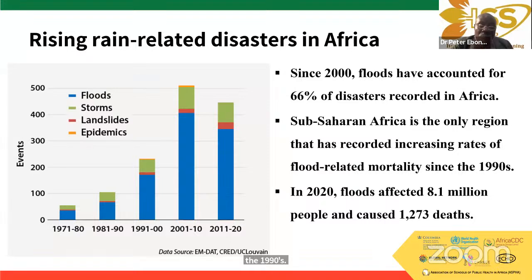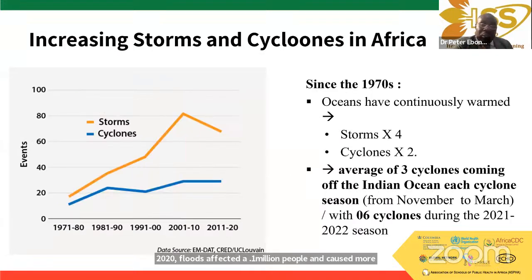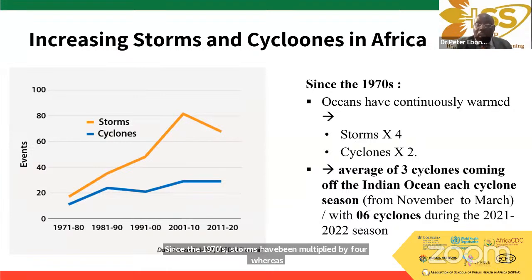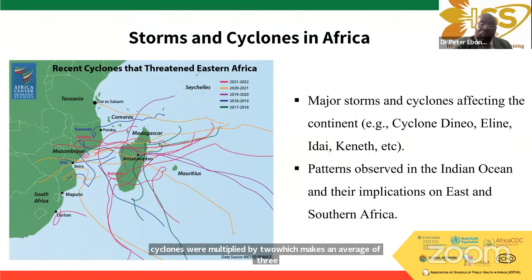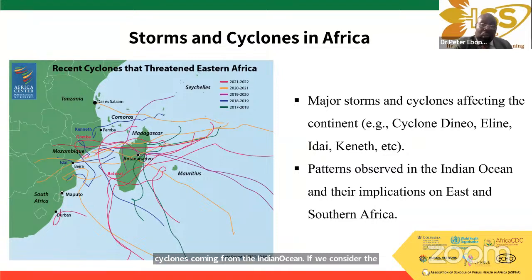So these floods mostly come from storms and cyclones. Since the 70s, we have noticed that the storms have been multiplied by 4, while the cyclones were multiplied by 2, which makes an average of 3 cyclones coming from the Indian Ocean. If we consider the eastern part of Africa, which is one of the most affected by flooding, especially by cyclones, we can see from year to year how the cyclones are increasing in that part of the continent.